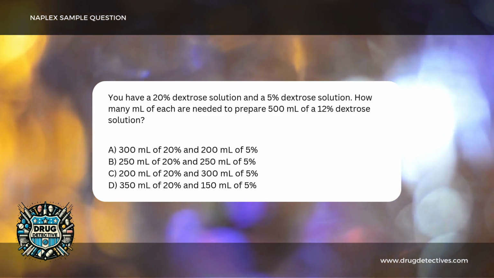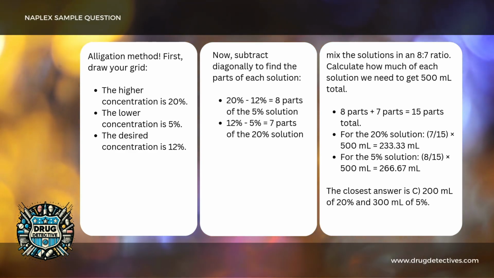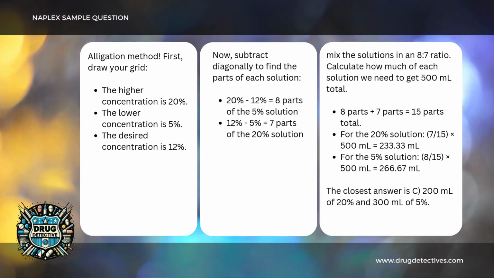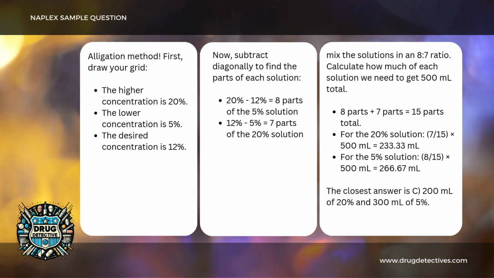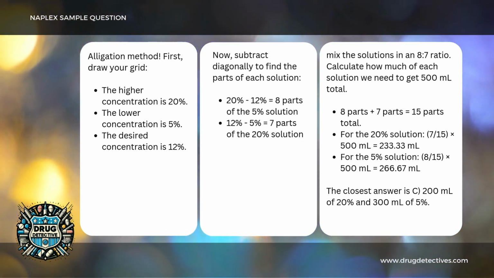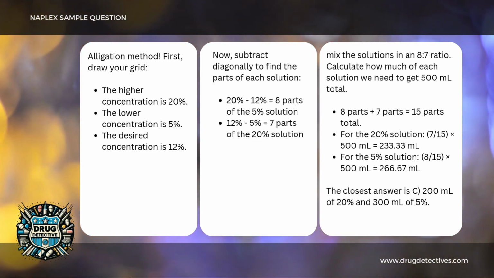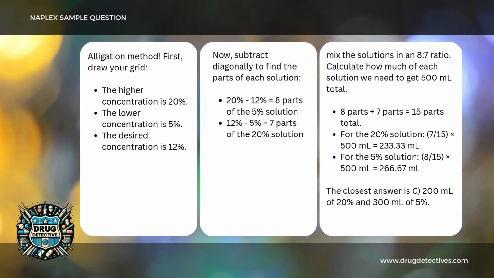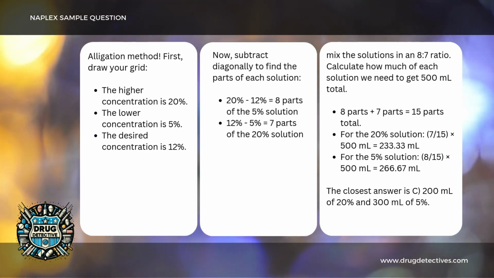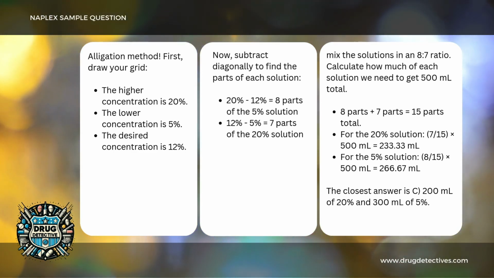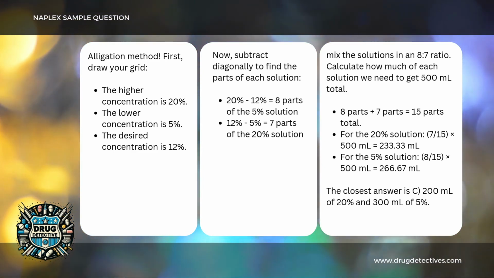All right, it's time for the alligation method. First, draw your grid. The higher concentration is 20%. The lower concentration is 5%. The desired concentration is 12%. Now, subtract diagonally to find the parts of each solution. 20% minus 12% equals 8 parts of the 5% solution. 12% minus 5% equals 7 parts of the 20% solution. So we'll mix the solutions in an 8:7 ratio.